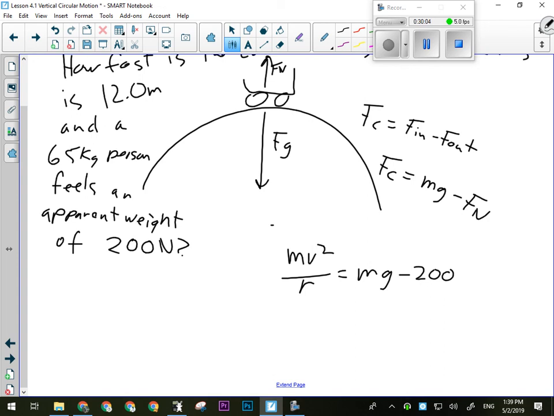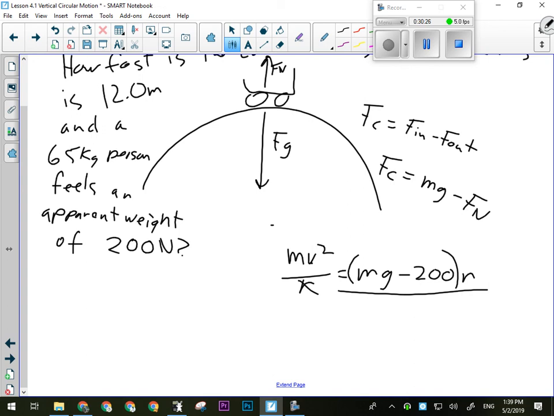So I'm trying to figure out how fast the roller coaster is going. So I've got to solve for v. The first thing I need to do is move r. How do I do that? Right, but I'm going to need to do this first. I'm going to multiply both sides by r, and then I'm going to divide both sides by m. Will m cancel this time? No.